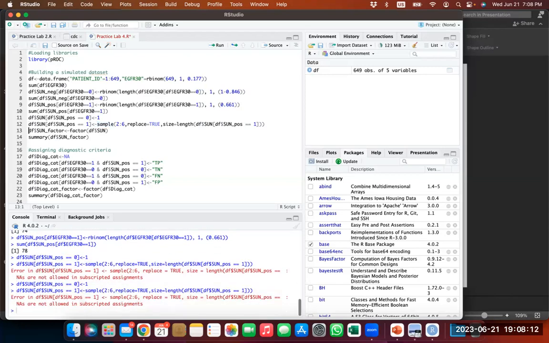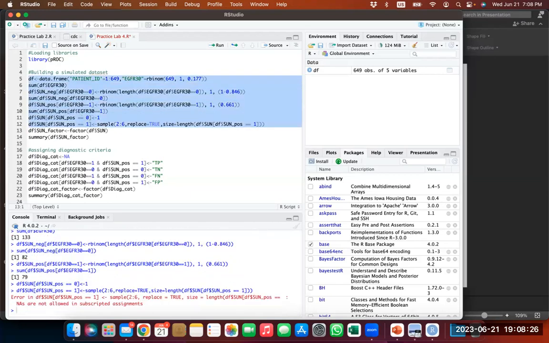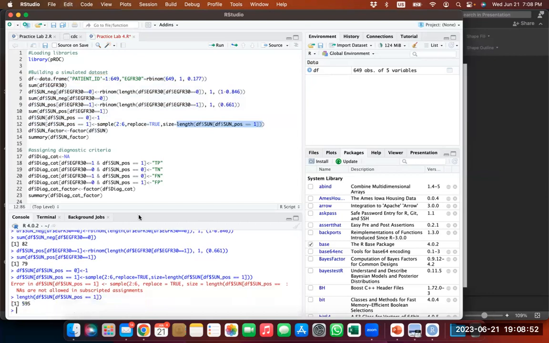That's not good. That's not good. What now? Yep, I know, that's an error. NA is not allowed in subscripted assignments. What does that really mean? Sample 2 to 6. Let's see, positive lengths. So this is the problem if you try something for the first time with a class, and that doesn't work.